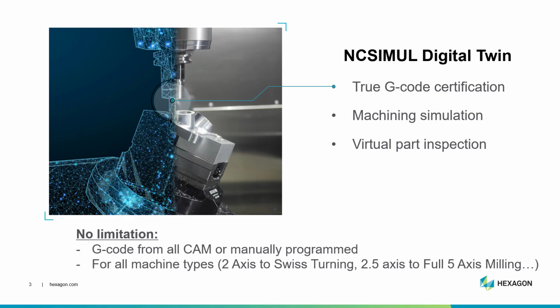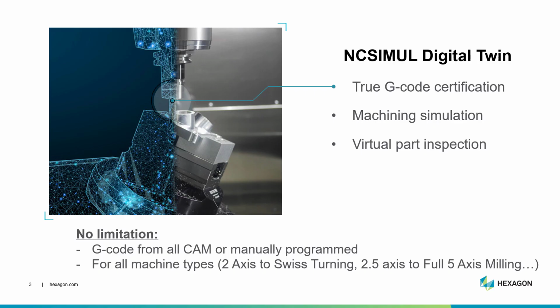As a background, what an NC-Simul digital twin does is a true G-code validation or certification, meaning the same G-code that's going to be running at the real machine is running inside the digital twin. That way you know there are no discrepancies in behaviors in either direction. And in doing that, we'll do a complete machining simulation where you'll see all the material removal come off the part. You'll see all the axes of the machines moving.